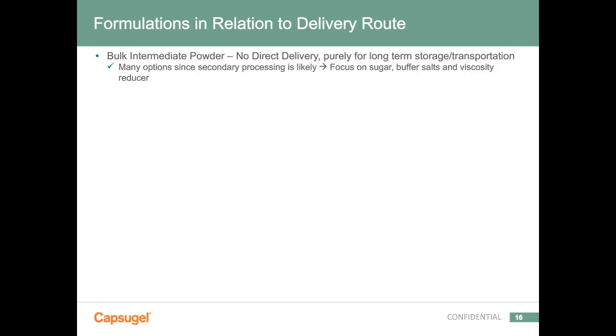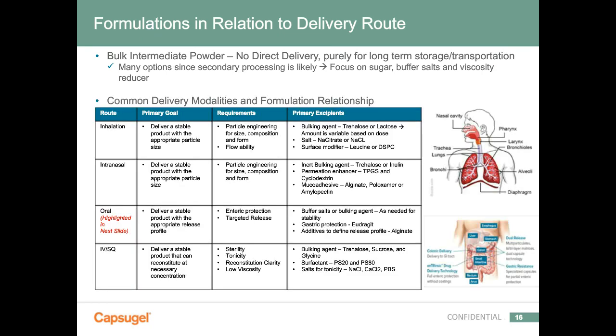So there are formulations more specific now to delivery route. So the 4 main delivery routes that we work with are inhalation, intranasal, oral, or potentially an IV sub-Q delivery. So now inhalation, the primary goal there a lot of times is particle size. And so you're looking at engineering a particle that will fly and disperse and have the right association in the lung. And so you have bulking agents, again, for stabilization, such as trehalose. All the times you're using salt for surface protection or even API stabilization, citrates, chloride, or a surface modifier, and again, which is leucine or the phosphatidylcholine.